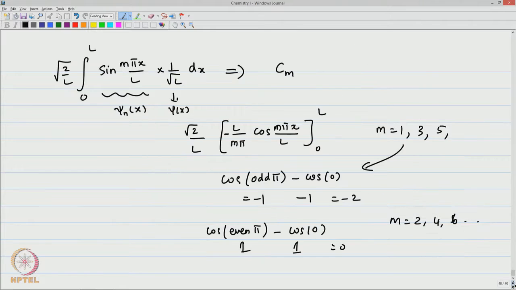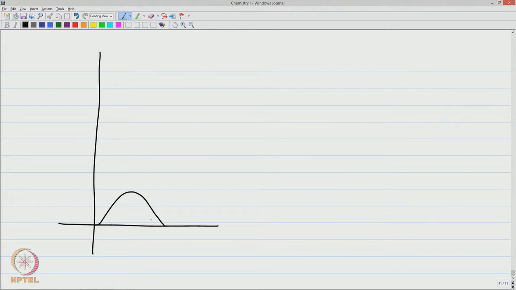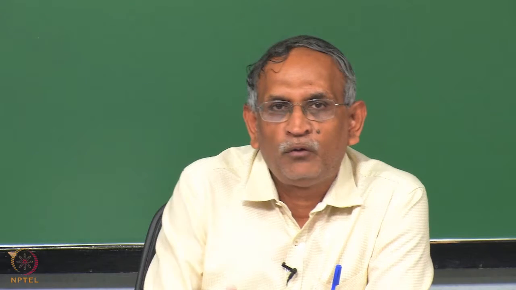Please remember, the odd number of sine functions pictorially look like this. This is n equal to 1. If it is n equal to 3 between the same interval, the sine function will look like that. About the middle, it is symmetric. Okay. If it is 5, you will have 1, 2, 3, 4, 5. So, it is again symmetric. Therefore, all the odd sine functions which are symmetric about L by 2 between 0 to L contribute to the overall wave function, which is also symmetric about the middle.